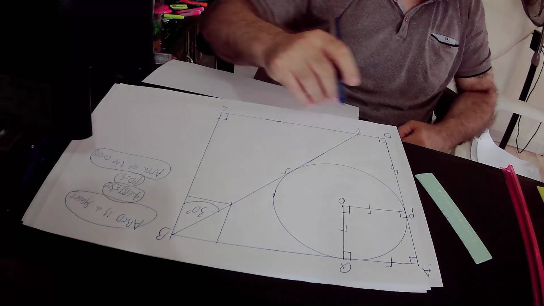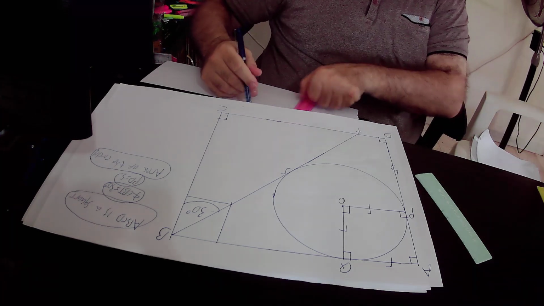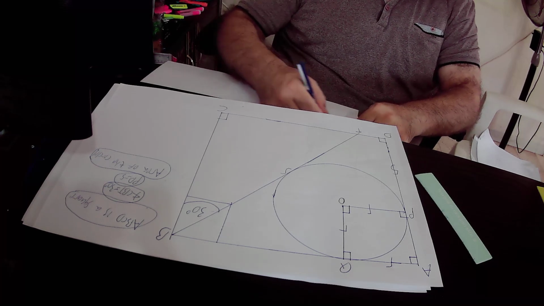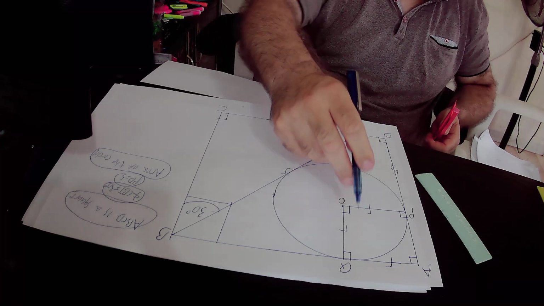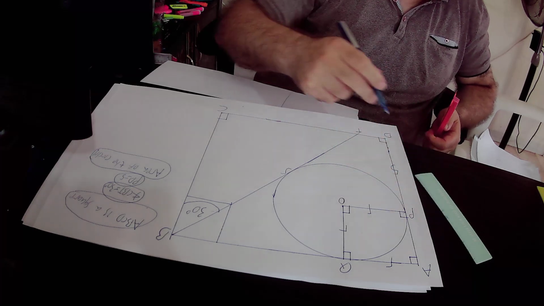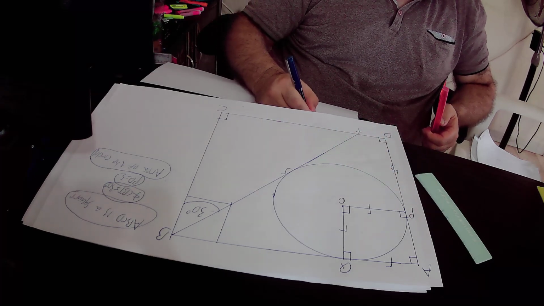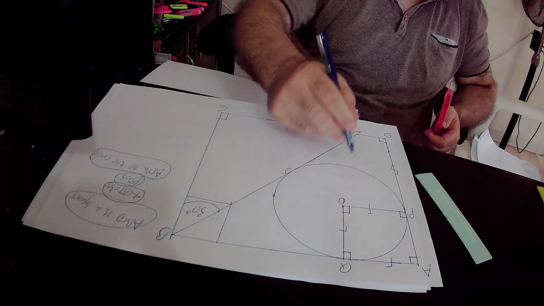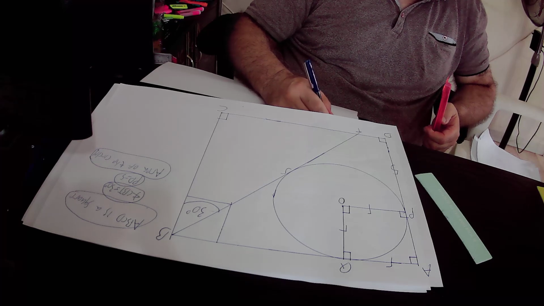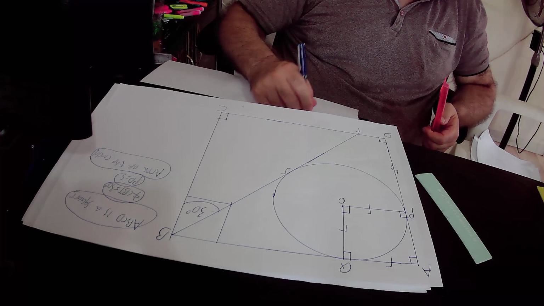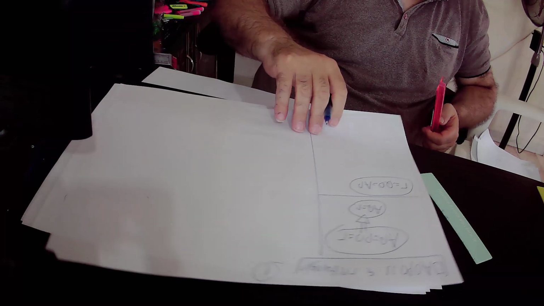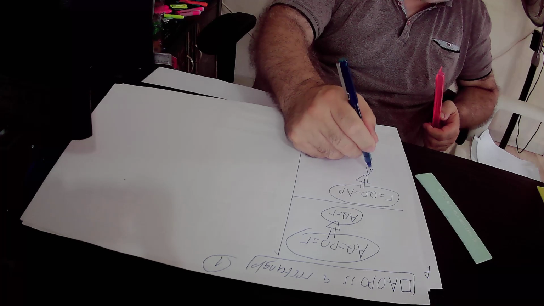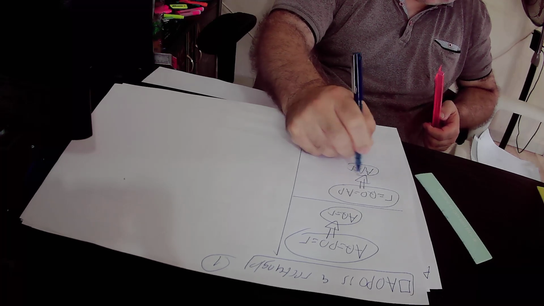Likewise, according to the same rule that the opposite sides of a rectangle are equal to each other, in rectangle AQPO, QO must be equal to AP. QO equals AP. But we have already found out that QO equals R, so we can write here that QO equals R. And from this equation, R equals QO equals AP, we derive that AP is also equal to R. AP equals R.